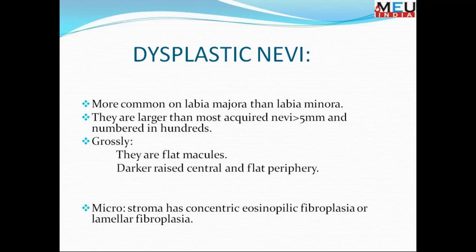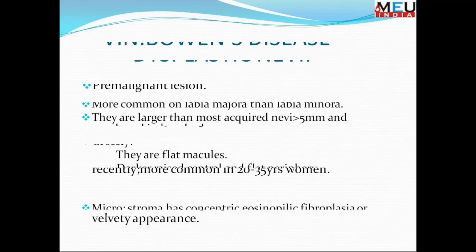They are large and mostly acquired nevi, more than 5 mm in size, and they number in hundreds. They are basically flat macules and darker rays centrally with flat periphery. Microscopically, the stroma has a concentric eosinophilic fibroplasia or lamellar fibroplasia.